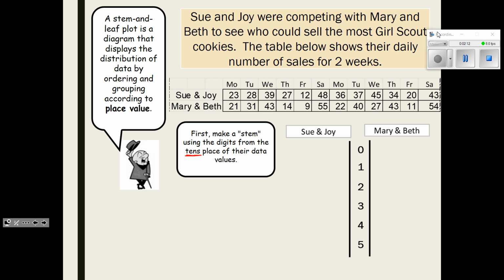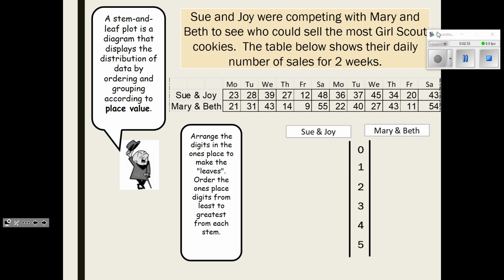So for Sue and Joy, as I start going here, I look first, are there any numbers ranging from 0 to 9 in the data? I do not see any. Now I'm going to look for the ones that are in the teens. I have 12. To make 12, the 1 is already there in the tens column. So now I put a 2, we call this the leaf, and this number makes 12. You have to read it backwards, but it's 1, 2 for 12. So we've done 12. I don't see any other numbers in the teens, so let's move to the 20s.